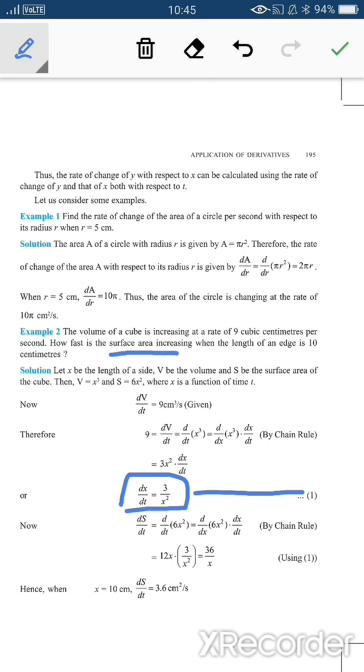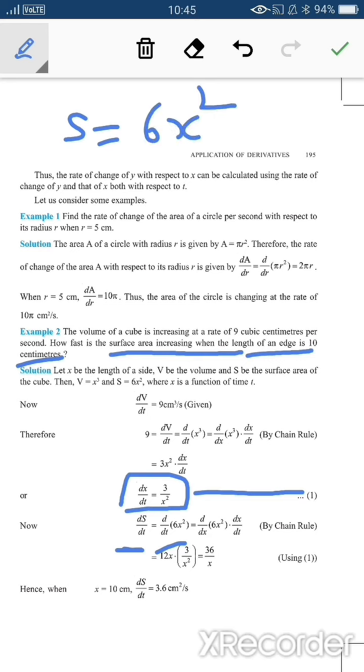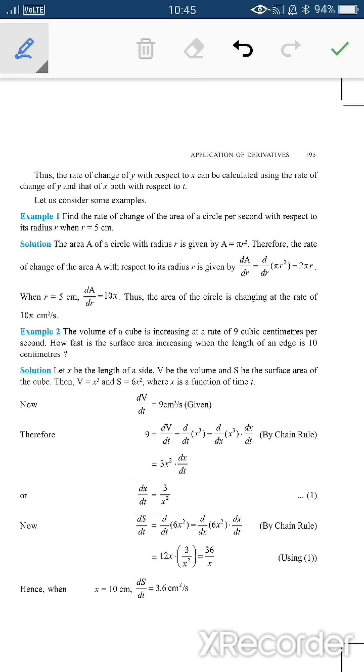Now how fast is the surface area increasing? What we have to find is the increase in surface area when the length of the edge is 10 centimeter. So we have to find the increase, that is dS by dt, which is d by dt of the surface area of the cube, that is 6 into side square, that is x square. So d by dx of 6x square into dx by dt. This is by chain rule, and you can put the value of dx by dt from equation 1. After solving, you will get dS by dt equal to 36 upon x, right?